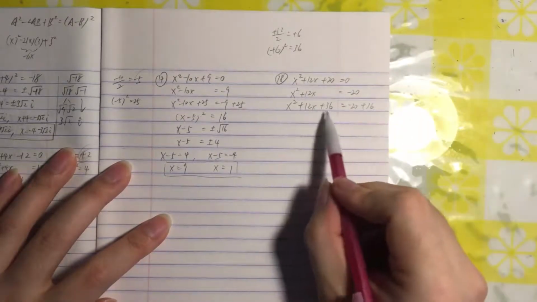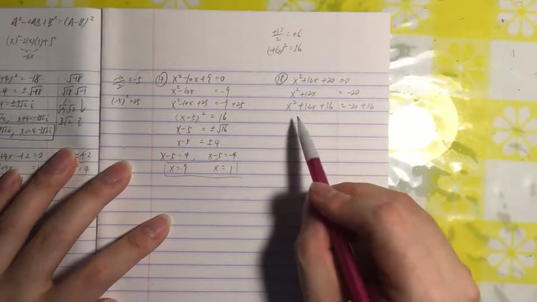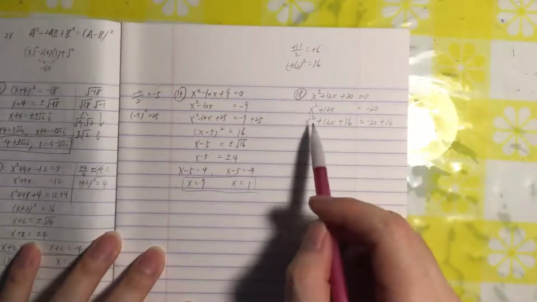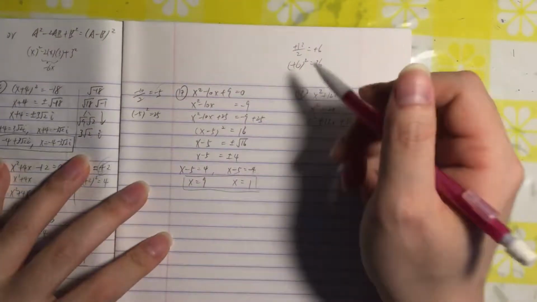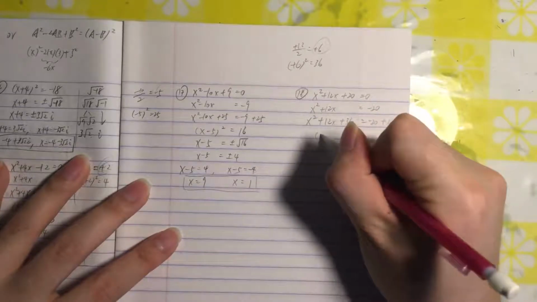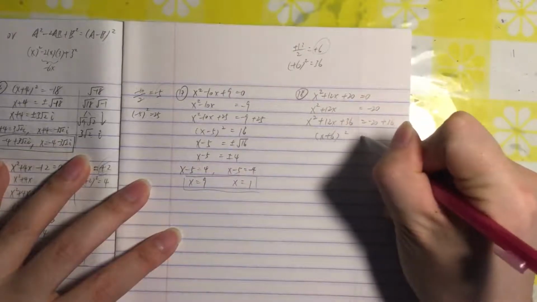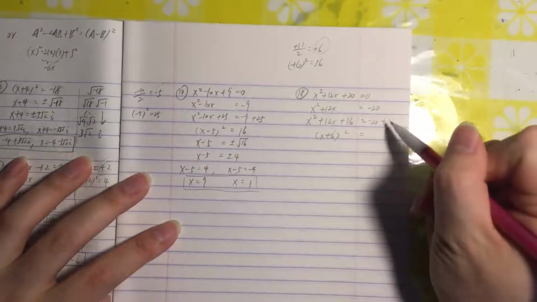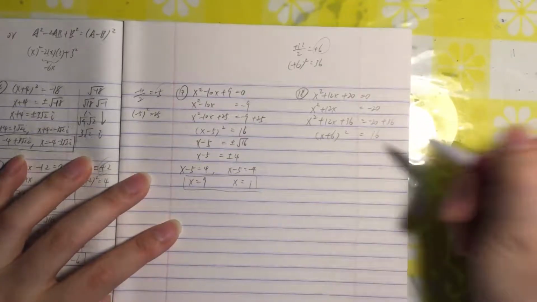If I add 36 to the left side, it completes the square. Imagine the perfect square trinomial, a squared plus 2ab plus b squared. Then I can use this number, positive 6, to make a perfect square. Write it as x plus 6 squared. That's on the left side. On the right side, negative 20 plus 36 is positive 16.